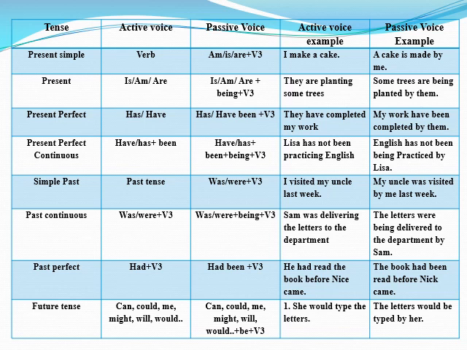Second example. They are planting some trees. Just look at the verb and count the words. Are planting. So the word count is 2. When changing into passive, it should be increased to 3. Some trees are being planted by them.